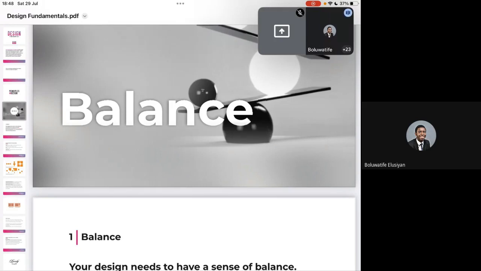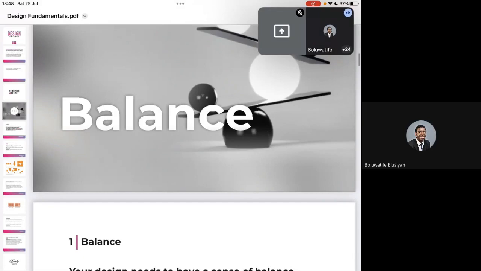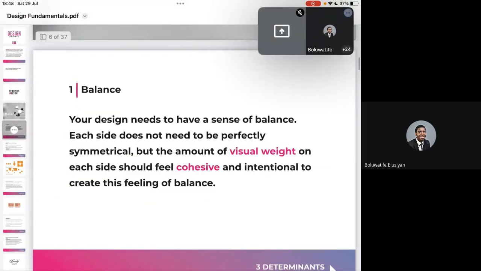It's a task for us to see how well we can go. It's going to be based on the design principles we'll be looking at just now. So let's dive right into it. Balance. If you can see my screen, balance means the amount of visual weight on each side of the design. What exactly that means, I will still show us. There's a graphic that will show us that.